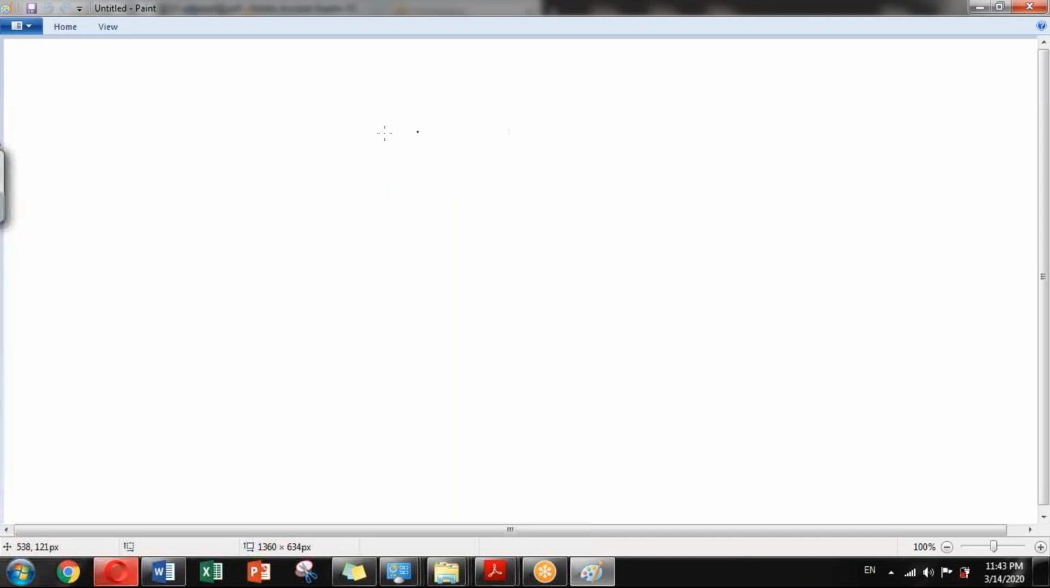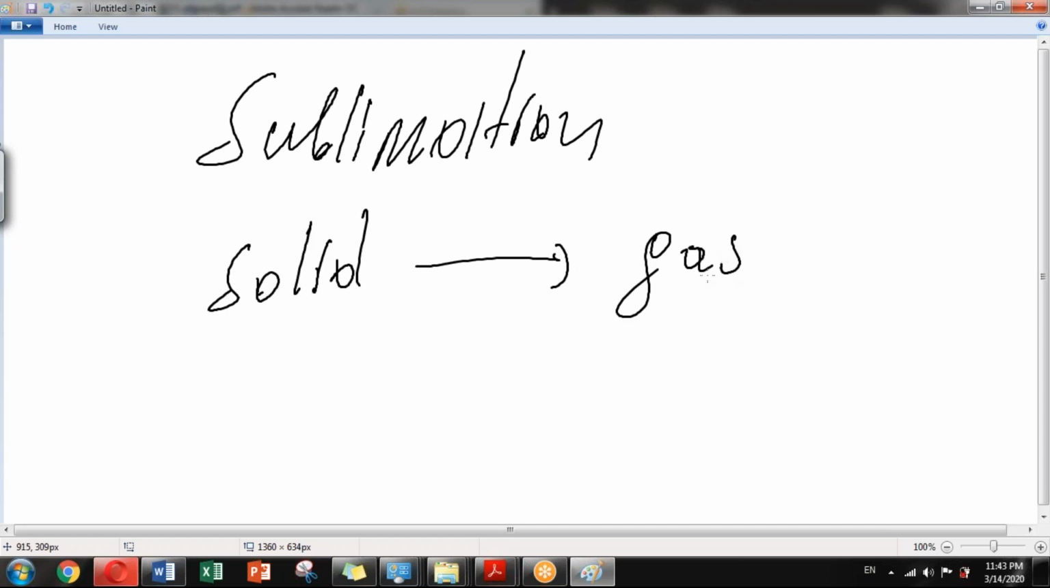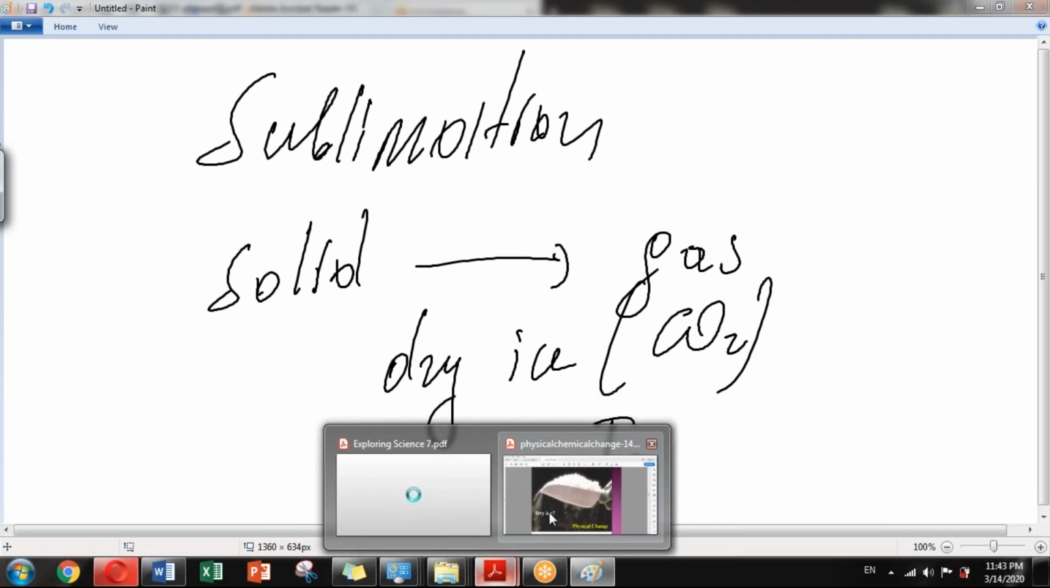Sublimation process happens. This turns solid directly to gas without getting liquid. So this process happens just in dry ice, which is carbon dioxide, and also iodine. In normal conditions, sublimation happens in those chemicals. Okay, without getting liquid, it turns directly to the gas. Again, this is physical change.